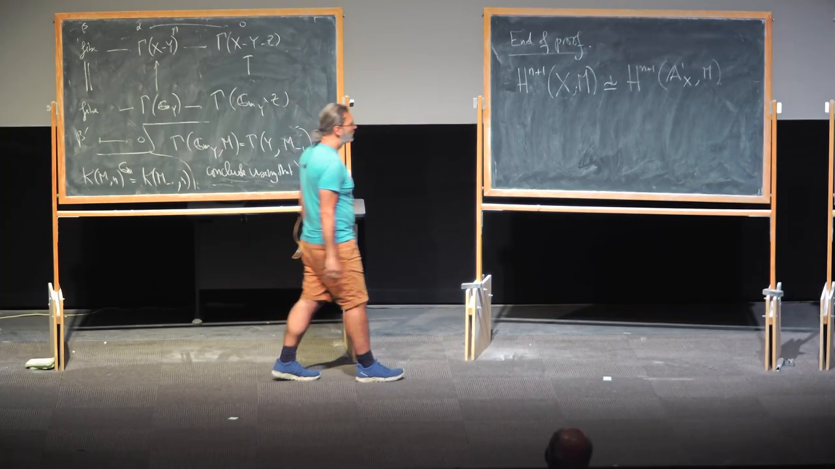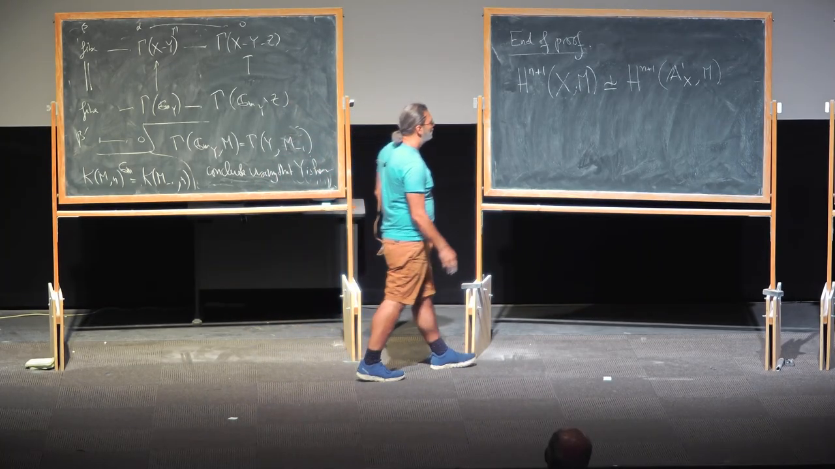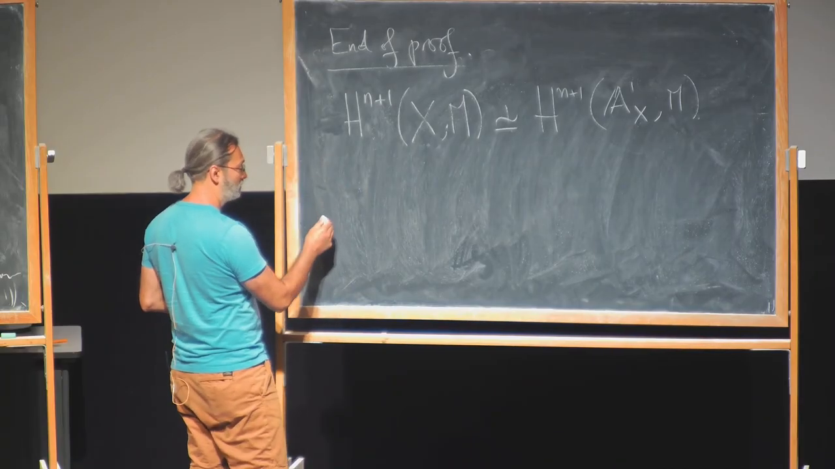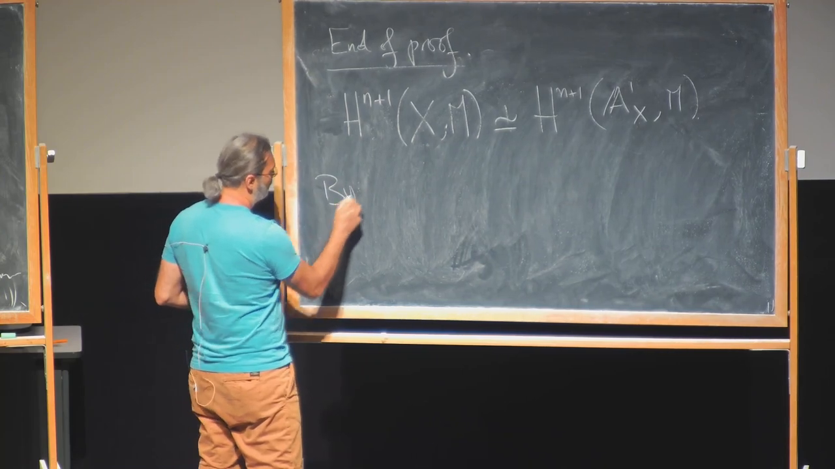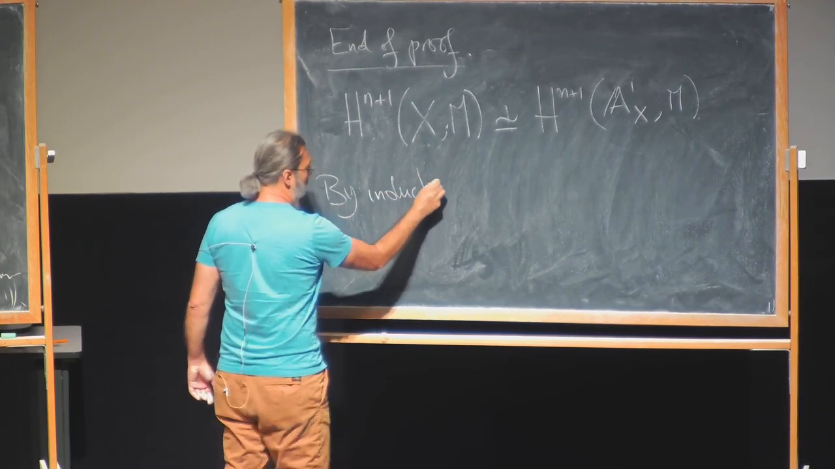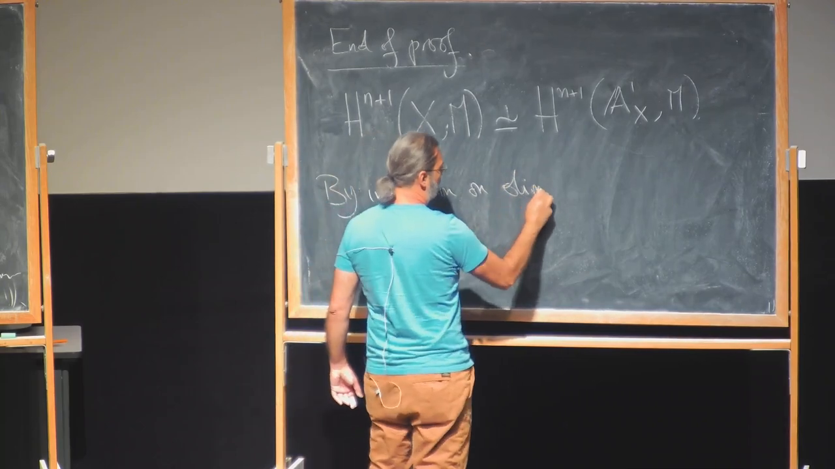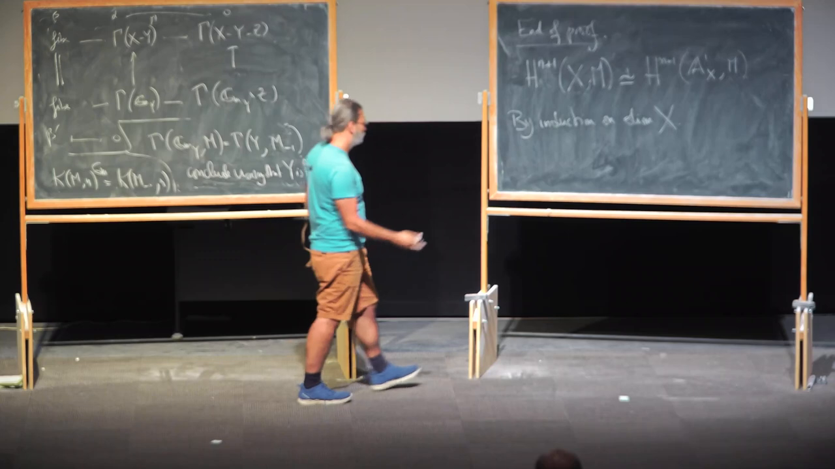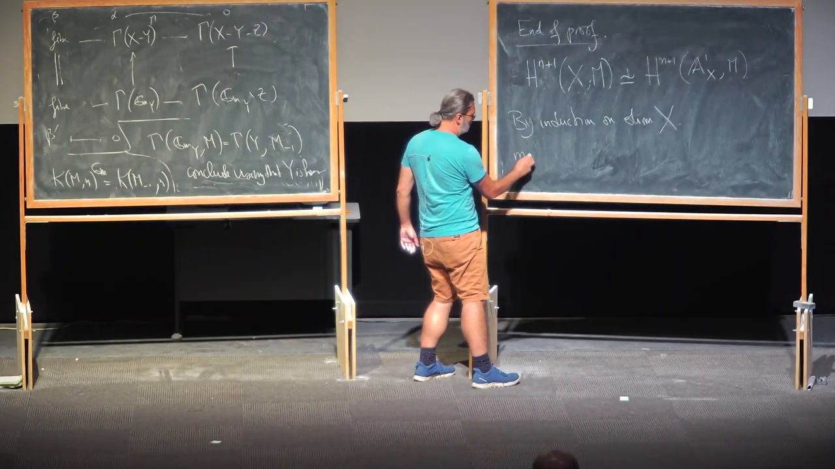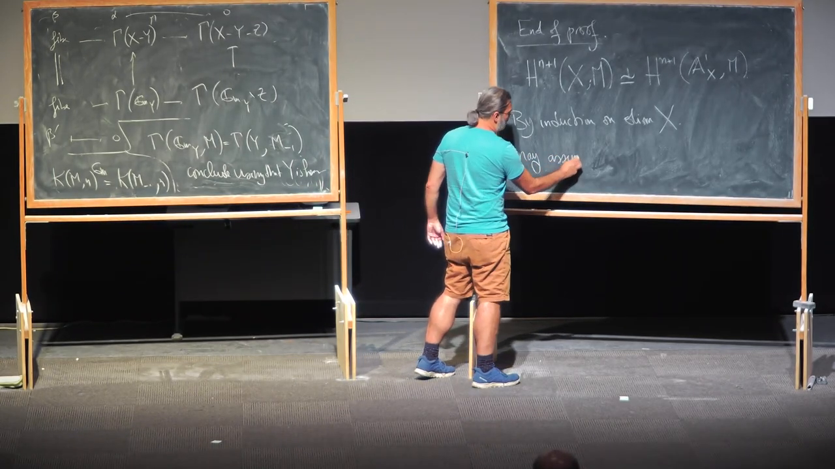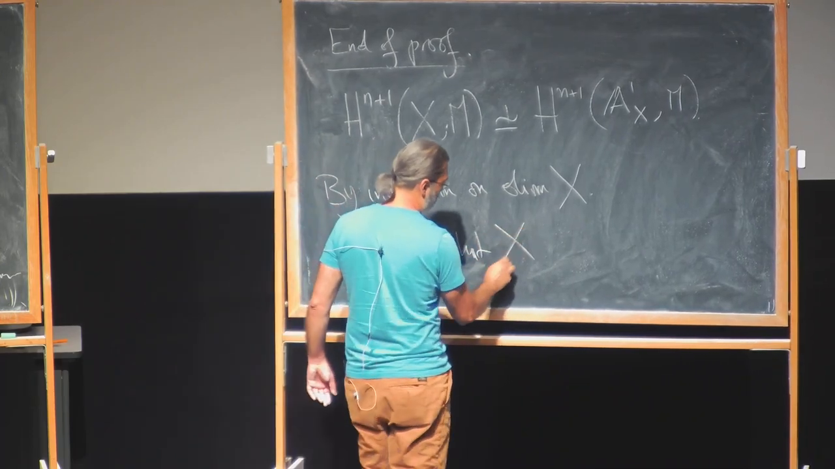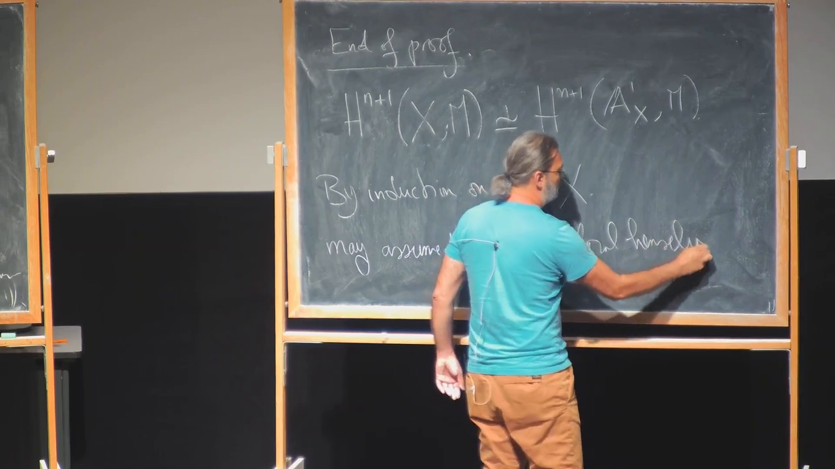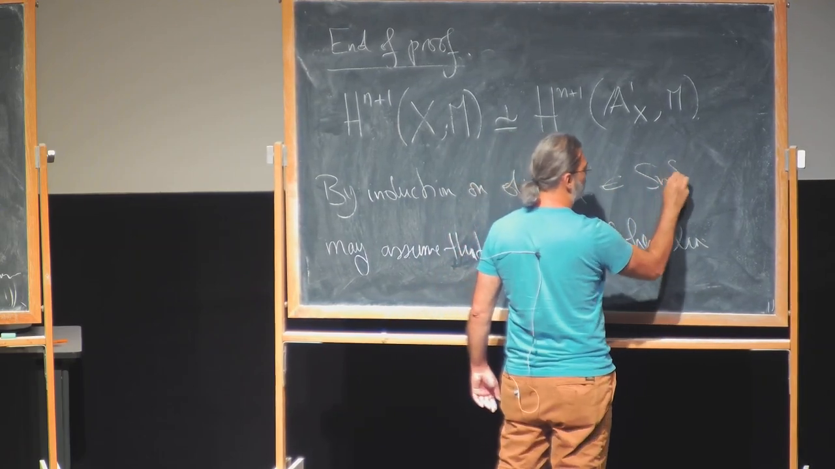And so there are some standard arguments here to reduce to the case where x is local. So maybe first I have to say that I'm going to prove this by induction on the dimension of x. And so there are some standard techniques to reduce to the case where x is Henselian. So we may assume that x is Henselian. So here x is essentially smooth as usual.